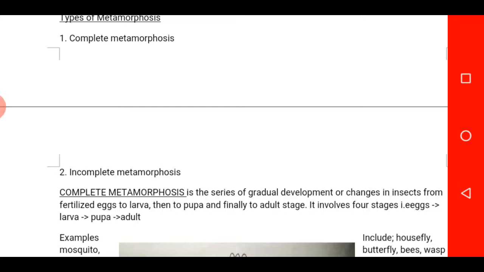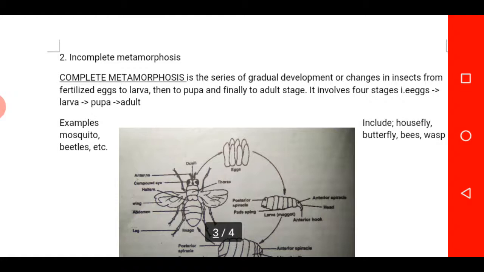Complete metamorphosis is a series of gradual development or changes in an insect from fertilized egg to larva, larva to pupa, and finally to adult stage. That means it involves 4 stages: egg to larva, larva to pupa, pupa to adult stage. Organisms that undergo this complete metamorphosis are the mosquito, beetles, housefly, butterfly, bees, wasps, to mention but a few.